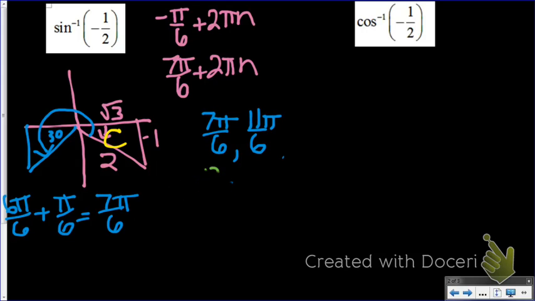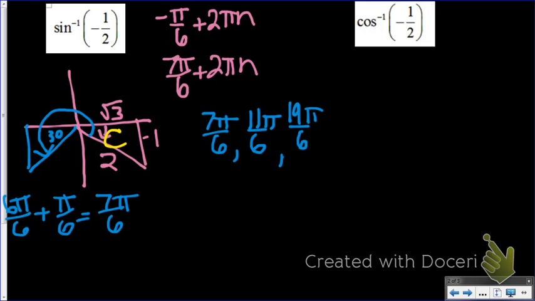And then the next angle I would hit would be 7 pi over 6 plus 2 pi. So I need to get a common denominator again. So my third one would be 19 pi over 6. So that's my general solution and my first 3 positive x values.